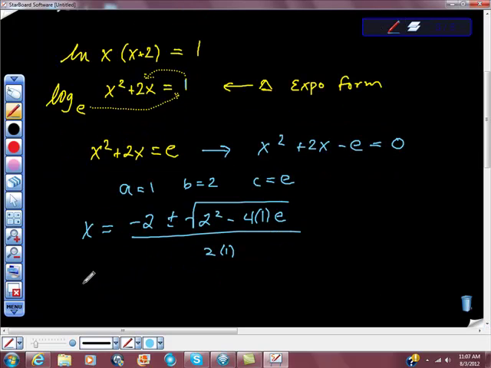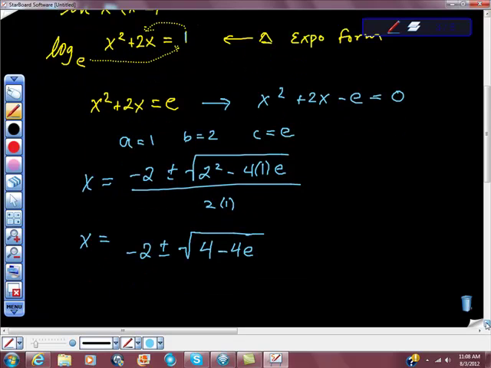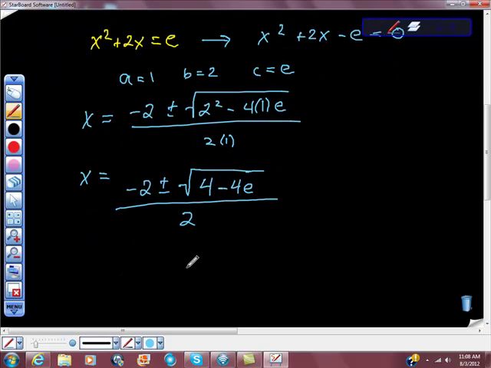So I get x is equal to negative 2 plus or minus the square root of 4 minus 4e, all over 2. I could stop here and say that's enough work, but I'm going to go ahead and do some more work to show you how I'm doing this.